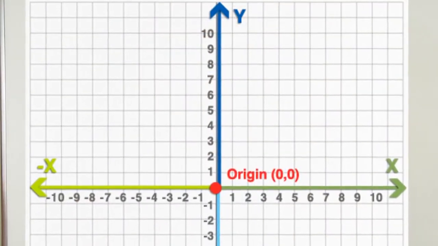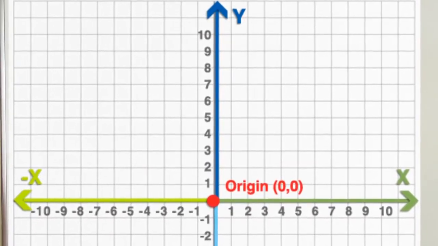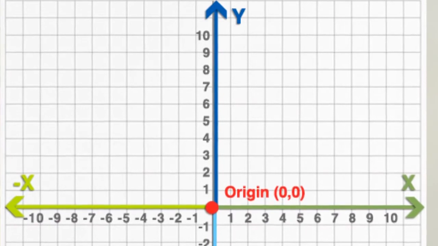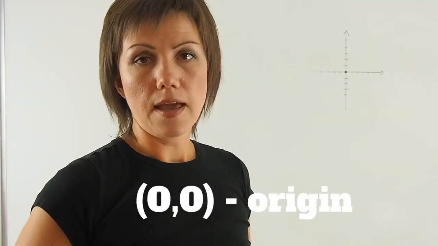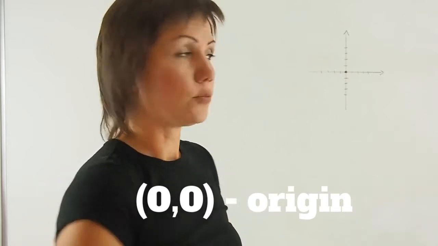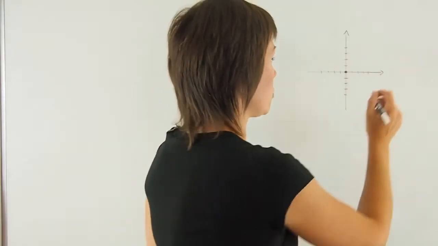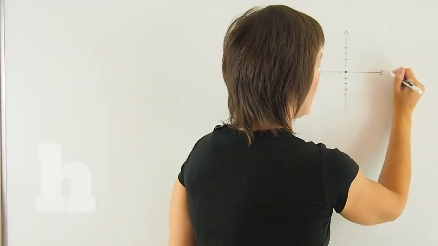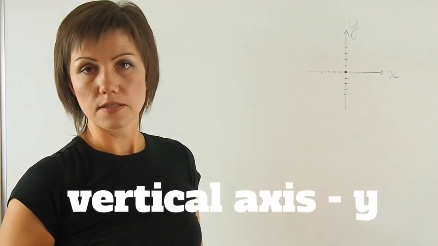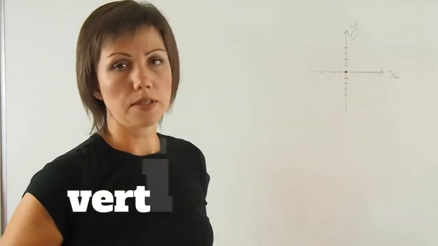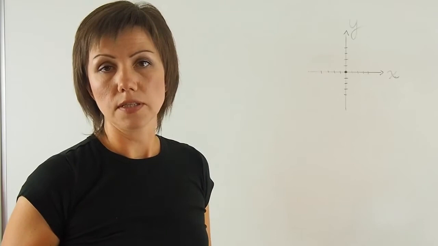If you look at this picture right here, you see the two axes, the vertical and the horizontal. They form a system of coordinates, and they are on a plane, which means they are on a 2D surface. The horizontal axis is called the x-axis, and the vertical axis is called the y-axis. We use the coordinate plane in order to graph certain relationships.